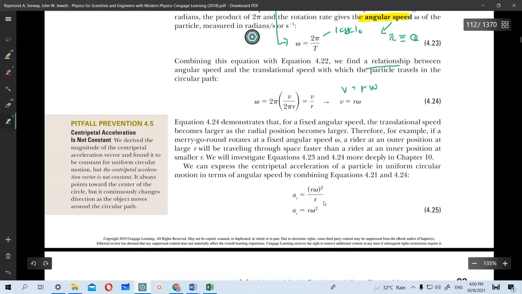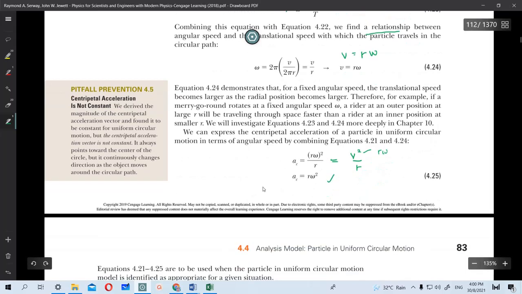And therefore, centripetal acceleration just now, remember that it's V squared over R, and this V is R omega. So that's how you arrive at R omega squared over R, or simplified, R omega squared.